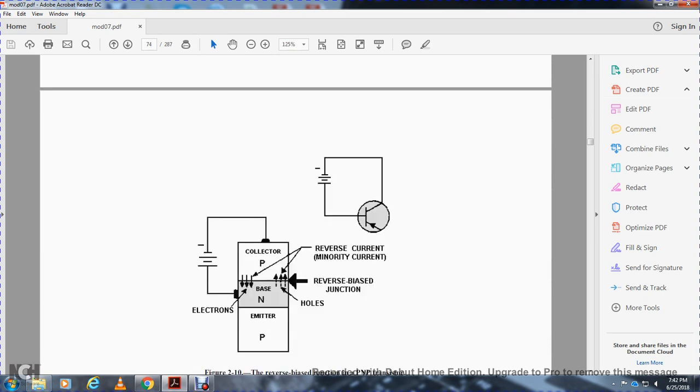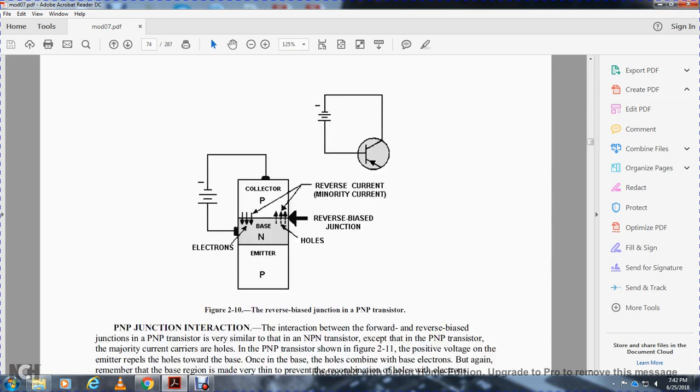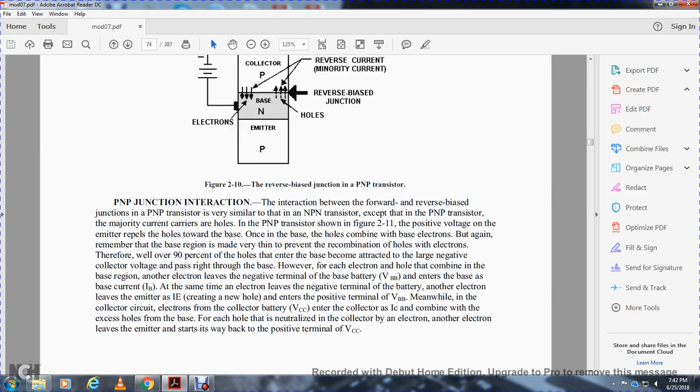Once again, positive has the arrows going in. This one, the reverse current, the minority current, is running from the electron from the base into the collector, across the reverse bias junction. Okay, the positive, negative, positive junction interaction: the interaction between the forward and reverse bias in the positive, negative, positive transistor varies somewhat from the negative, positive, negative transistor. The majority of the current carriers are the holes in the positive, negative, positive transistor shown in figure 2 above.